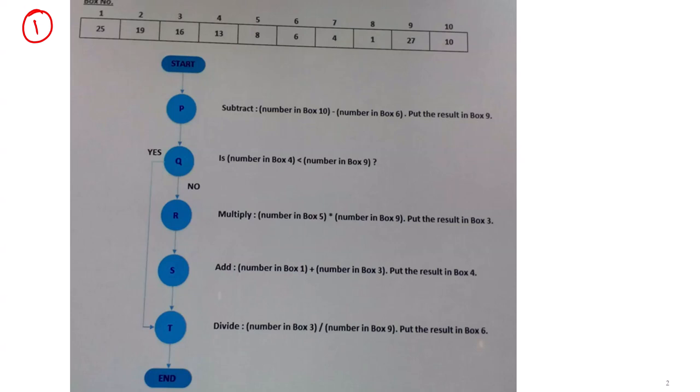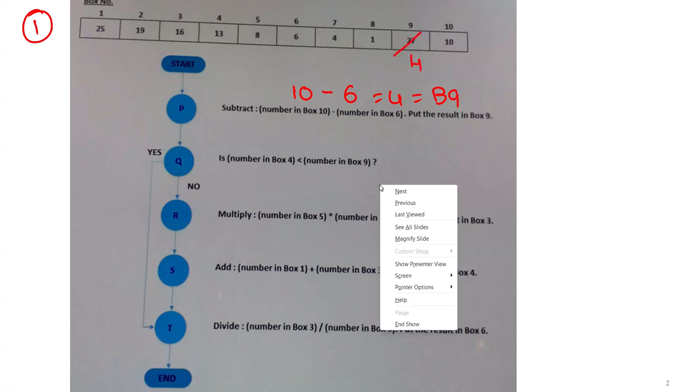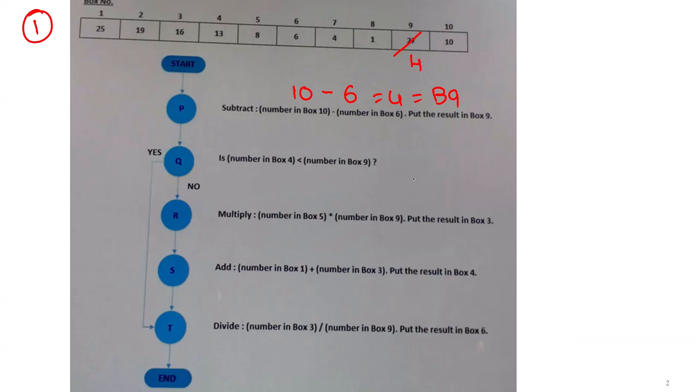What they said: number in box 10 minus number in box 6. That result should be updated in box 9. So box 9 is updated to 4. Next, number in box 4, which is 13, is less than number in box 9. Now it is 4. It's false.